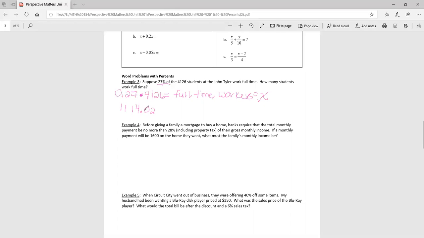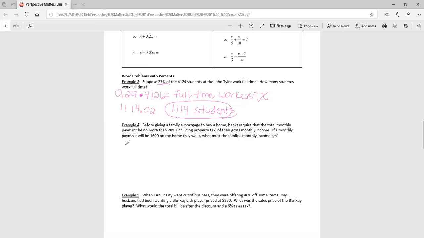1114.02. Here's where you want to think for a second. How many students work full-time? You would answer this in whole students. So I would use regular rounding, round down, and we're going to have about 1,114 students working full-time. Okay. So far, so good.